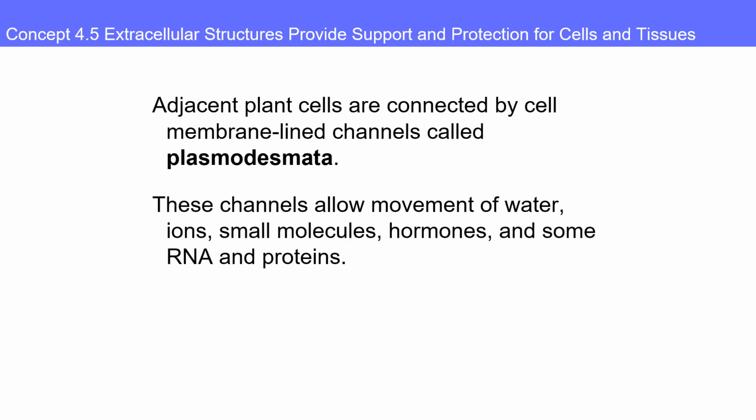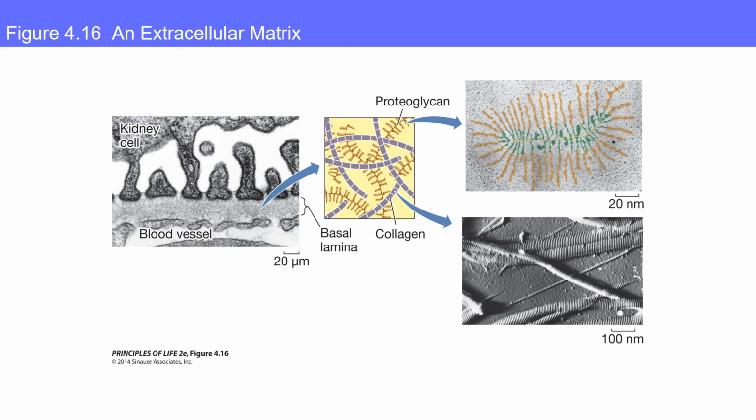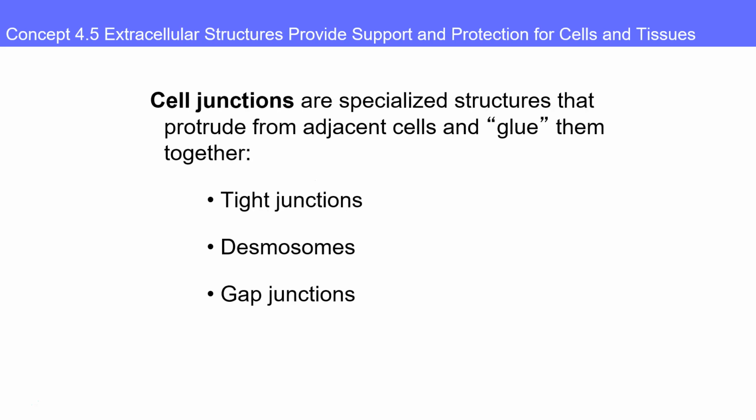plant growth during development. Now, adjacent plant cells are going to be connected by channels called plasmodesmata, and these are going to allow certain things like ions, small molecules, hormones, and even RNA and proteins to transfer across, allowing for signaling to occur. Now, animals are not alone in this. Animals do have extracellular matrix. It's made out of collagens and proteoglycans, and they help hold them all together with a third group of proteins, as we see here. Now, extracellular matrix is great because it holds cells together in tissues and also contributes to things like cartilage, skin, bone, and other tissues. It's used for filtering materials, think your kidneys, and helps orient cell movement during tissue repair.